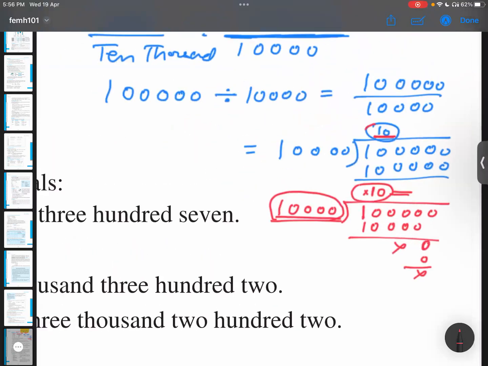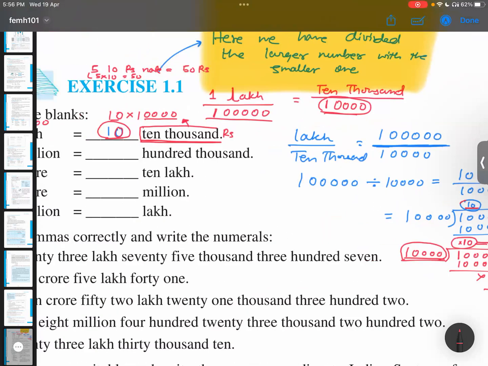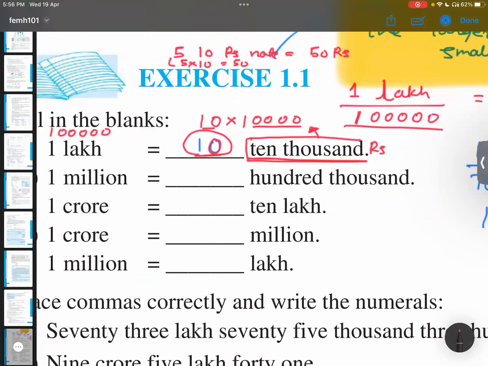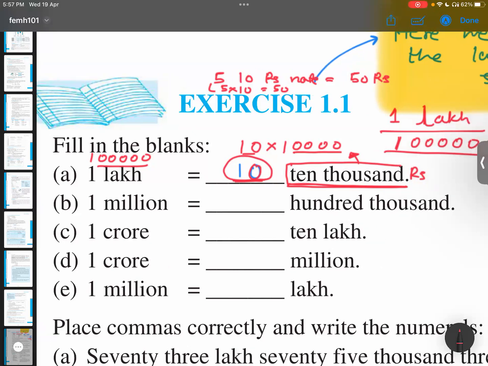So you were mistakenly making a mistake. In division you are supposed to get a lesser number, but your answer was coming one with five zeros. Okay, so that was the mistake you were saying. Understood. I'm actually verifying how our answer is correct here. So 10 is actually correct.